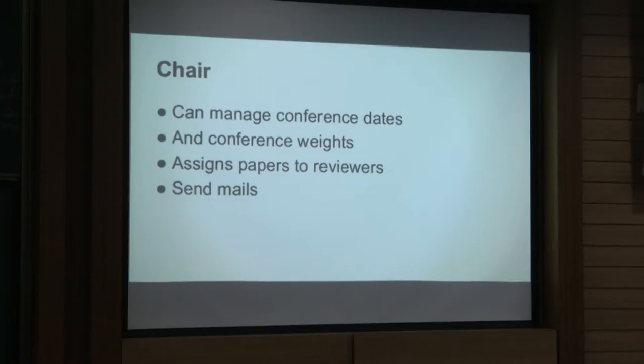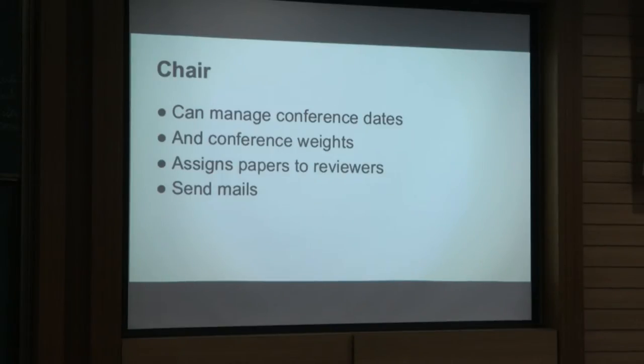So the chair can manage conference dates. Suppose the faculty suddenly says, I want to extend the submission deadline, so the chair can manage those dates. Then there are conference weights. If you attend any conference, they will give weightage to novelty and social impact, meaning how much the thesis is going to impact the social life of people. These weights can be decided by the faculty and chair sitting together. Suppose there are four weights, the sum of the weightage should be 100: presentation 50%, novelty 25%, social rigor, like this. These are called conference weights.